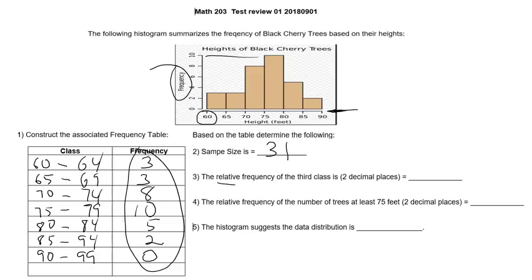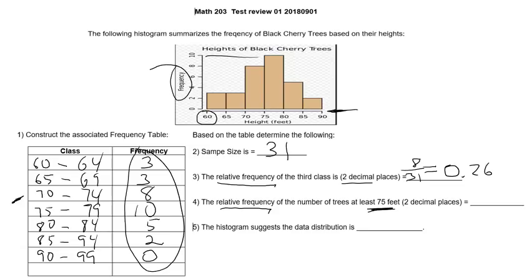Moving on, the relative frequency of the third class is what? Well, the third class is right here. The frequency is 8. But we want the relative frequency, so we have to divide by 31. So 8 divided by 31 is the relative frequency, but we want the answer to 2 decimal places, so that is 0.26 or 26%.